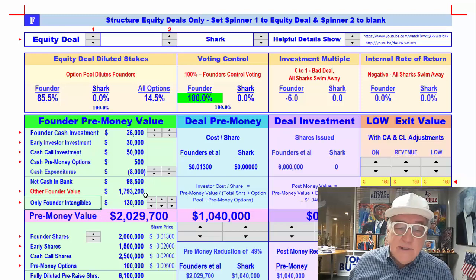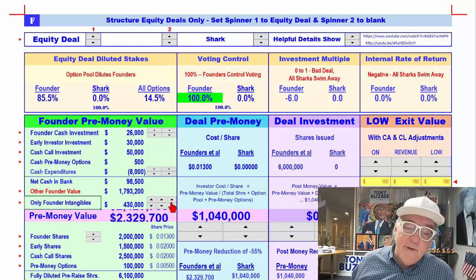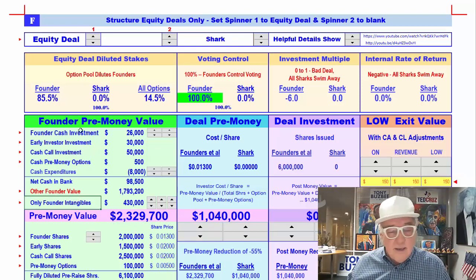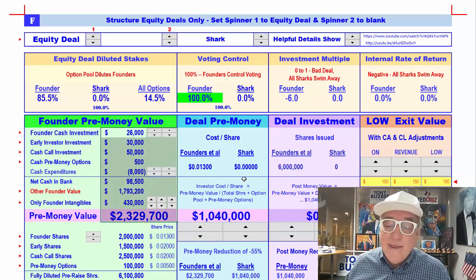Remember those 3 little buttons? Well, sometimes people want to make a change, and so they play around with this. They can go up and down. There's 3 of these buttons. See, you can be having fun here with buttons. Let's leave it at $430,000, just as an example. Now you add all this stuff up, and you get $2.329 million.